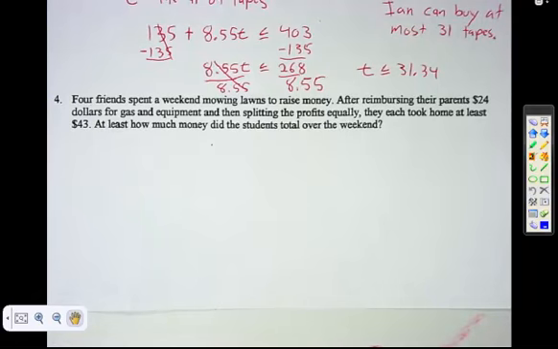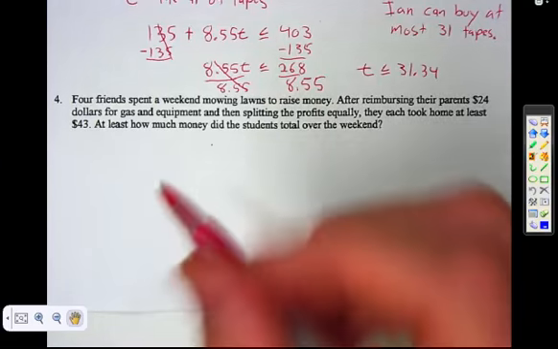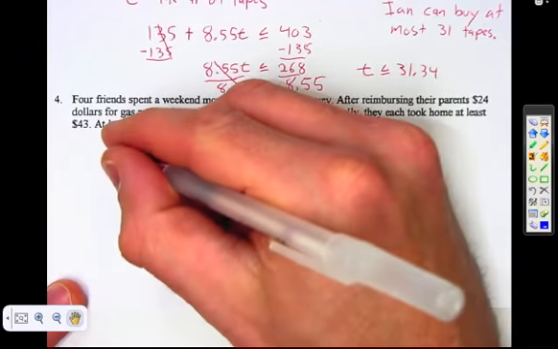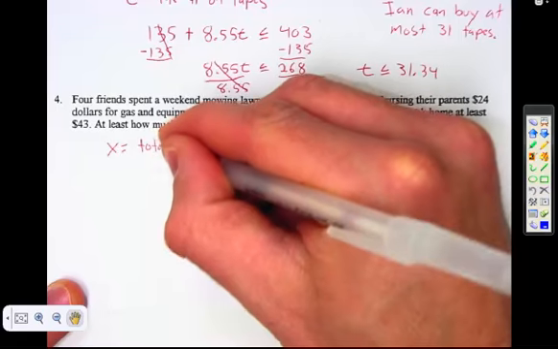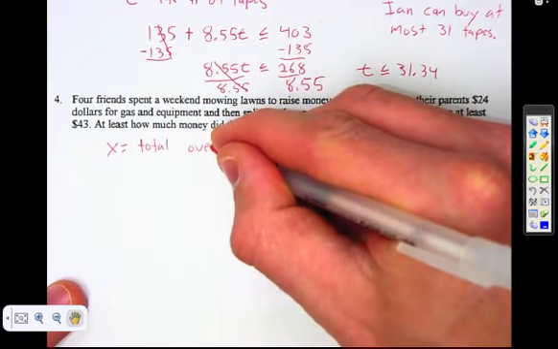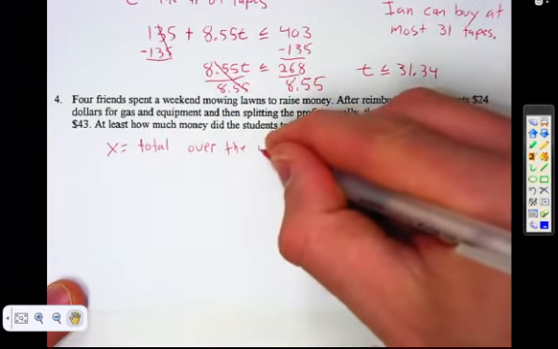Moving on to the next one. 4 friends spend a weekend mowing lawns to raise money. After reimbursing, giving back money to their parents, $24 for the gas and equipment, and then splitting the profits equally, they each took home at least $43. At least how much money did they make in total? So we're going to say, I'll make this x equals the total over the weekend.